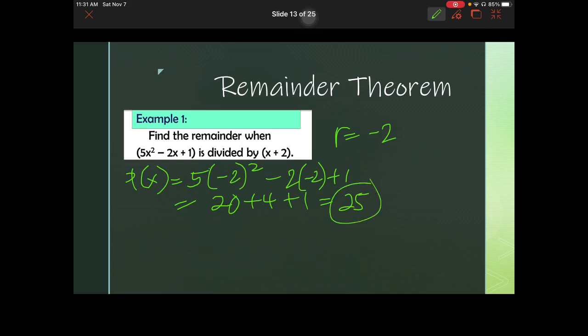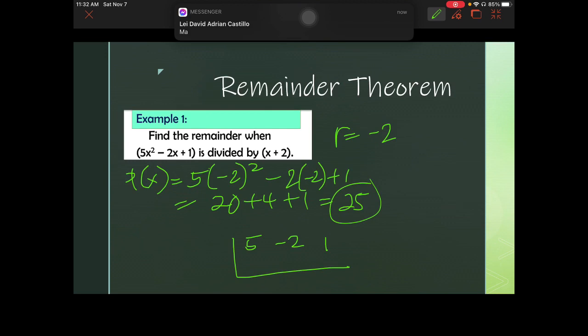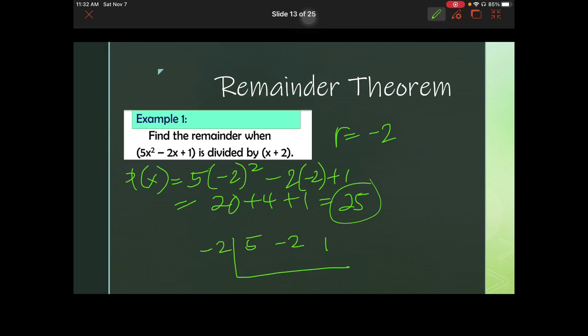So, how do we check? Let's try to do synthetic division, shall we? So, naaalala pa ba natin ang synthetic division? Dapat naaalala natin. That was the previous lesson before this one. So, we will get the numerical coefficients of your dividend, which is 5x squared minus 2x plus 1. So, that's 5, negative 2, and 1. And then, we will also get yung inverted ng x plus 2. It will become minus 2.